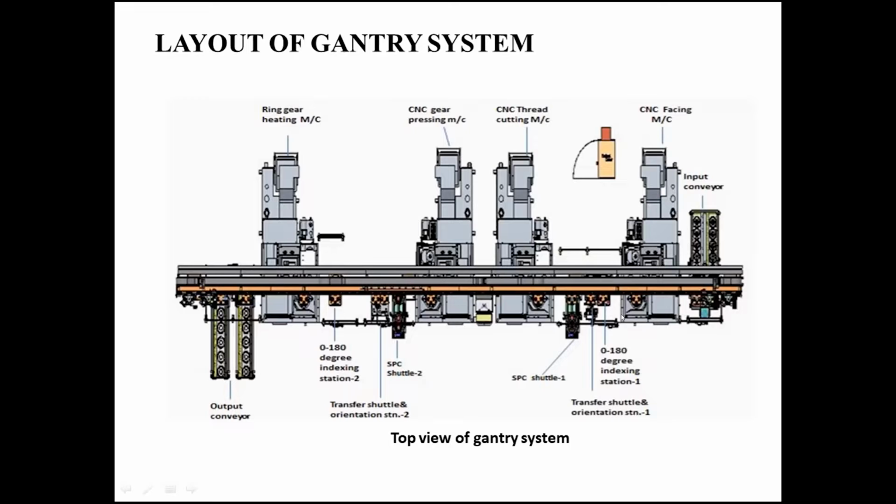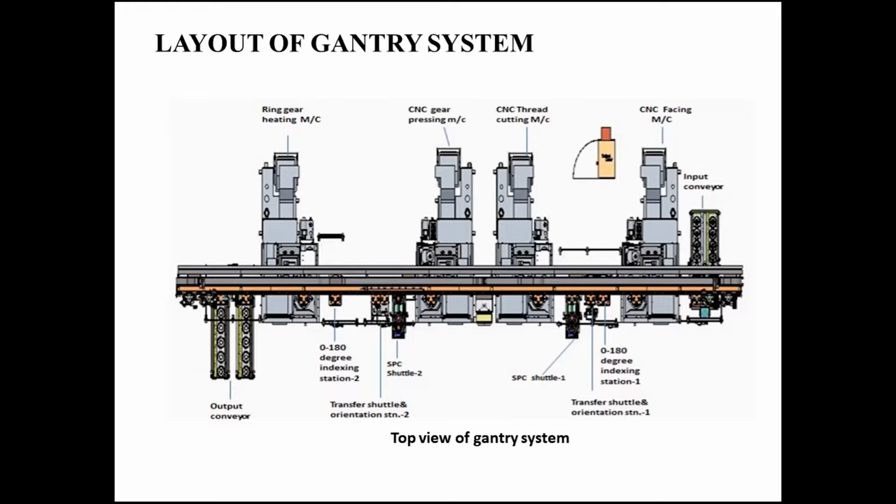Then the gantry unloads the part and keeps it on the 0 to 180 degree indexing station. This indexing station is used to rotate the part by 180 degrees so that both sides of the flywheel get machined. As we know, there are 2 sides for a flywheel. If one side gets machined, the other side should also be machined. So to rotate by 180 degrees, the 0 to 180 degree indexing station is used.